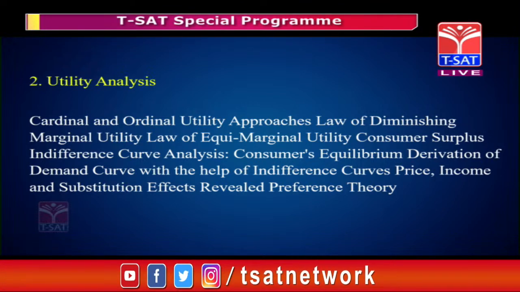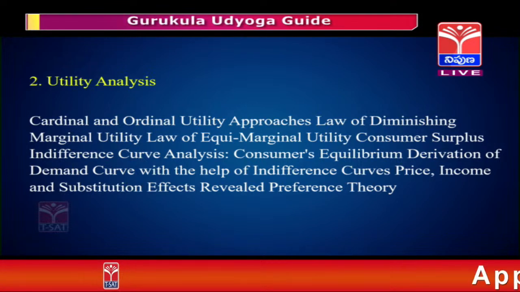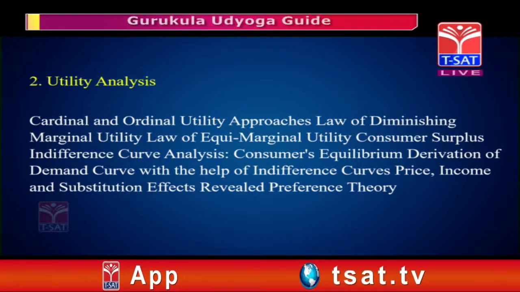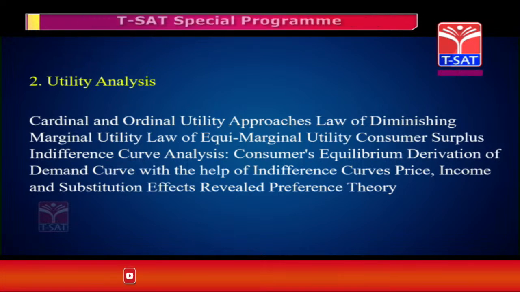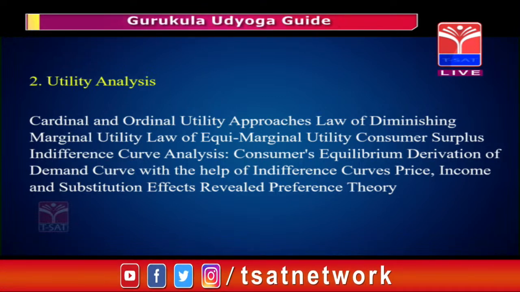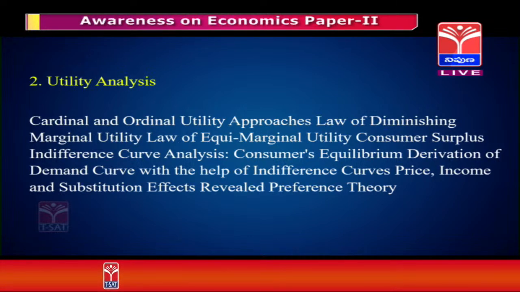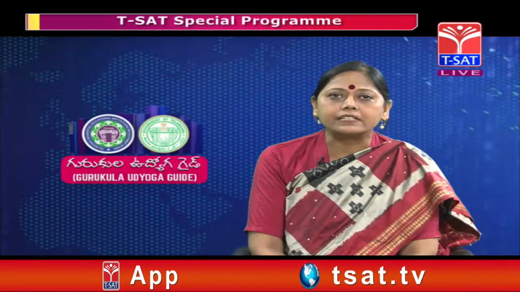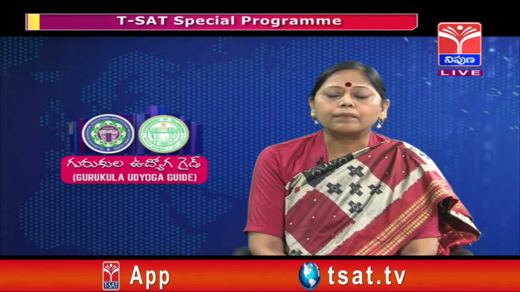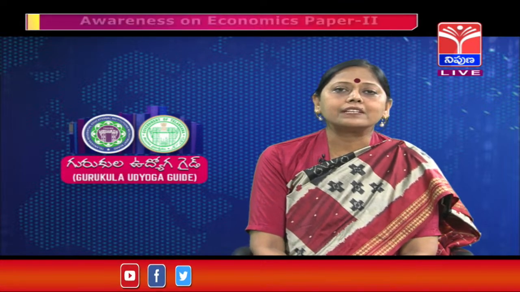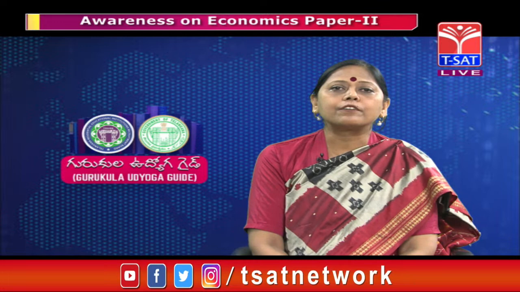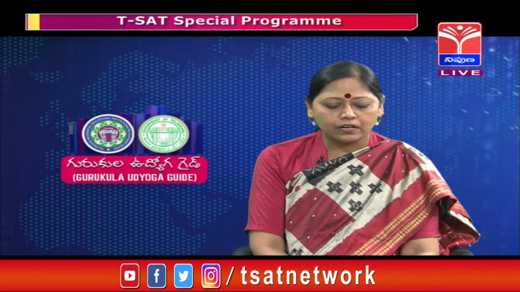Then under ordinal utility, we have the indifference curve analysis. An indifference curve shows the combinations of two commodities which give the consumer the same level of satisfaction. The price effect is divided into the income effect and the substitution effect. Income effect means that as the price increases, the real income or the purchasing power of the consumer will reduce and vice versa. And substitution means that as a consumer we will always prefer to buy a cheaper commodity as compared to a costlier commodity.